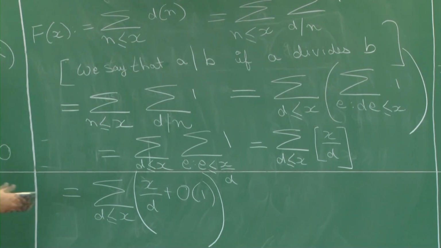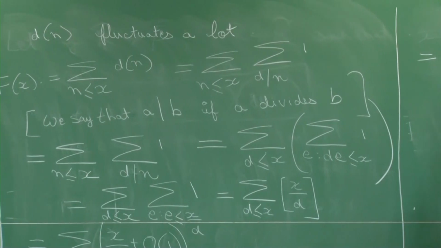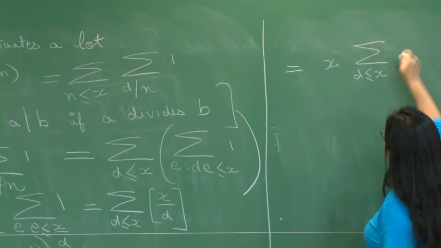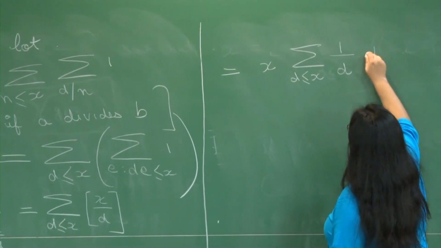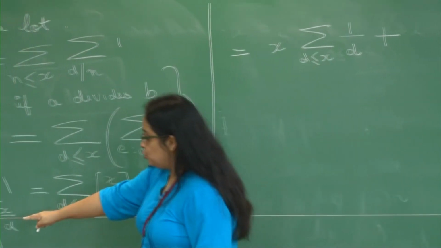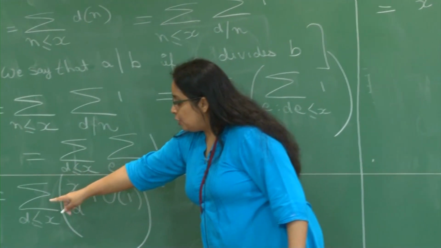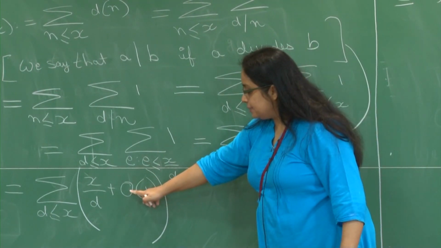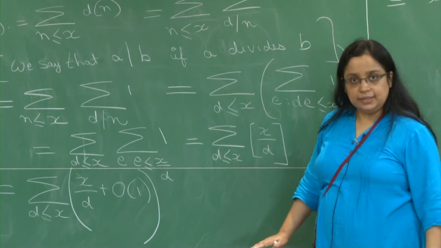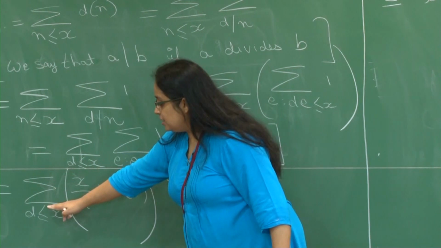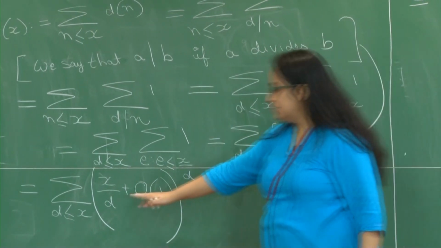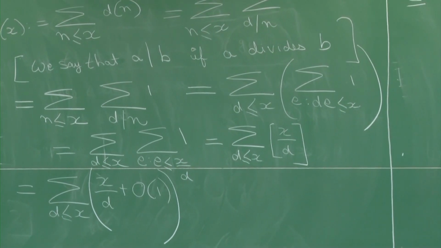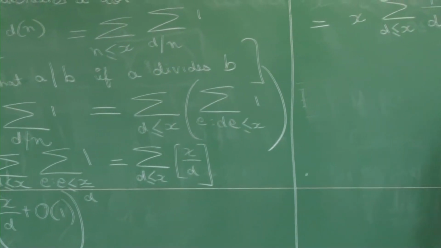right, and this can be further simplified as x times the sum over d less than or equal to x of 1 by d, plus, what are you left with? You have O of 1. So, you are summing over all the d less than or equal to x, and in the sum you have something which is at most some constant. So, therefore, summation of O of 1 as you run over all the d up till x is at most O of x.